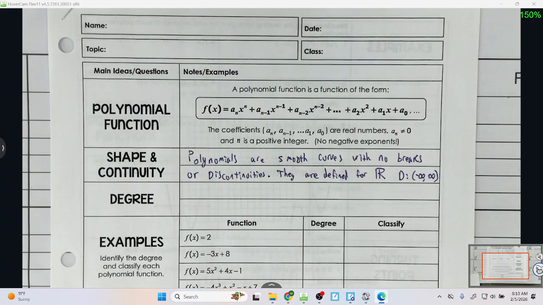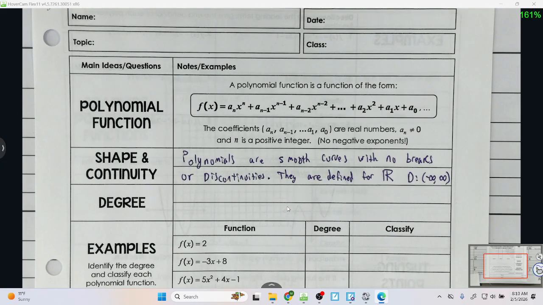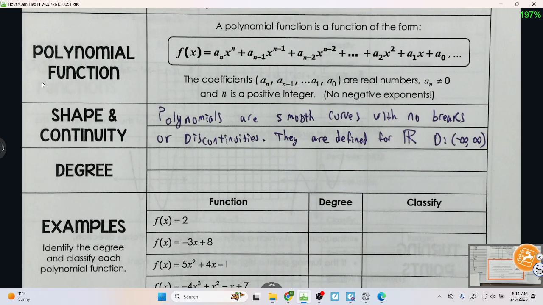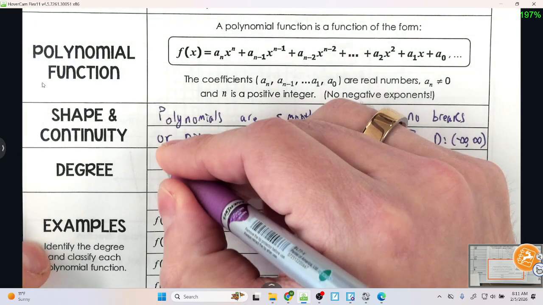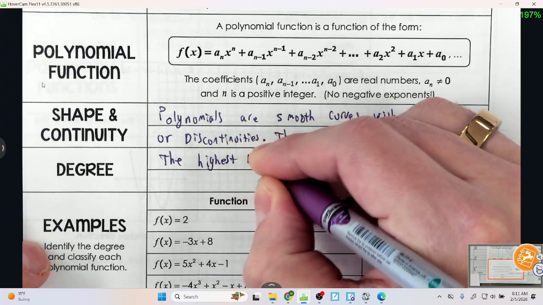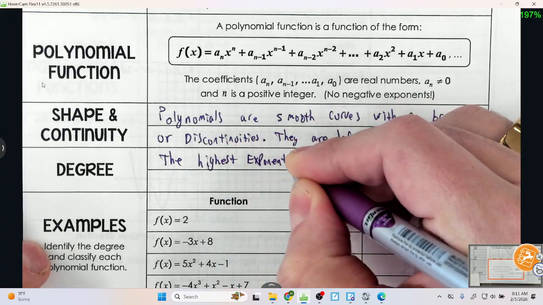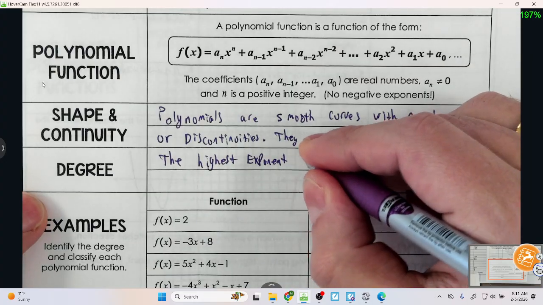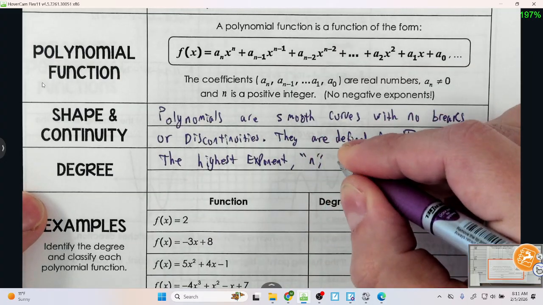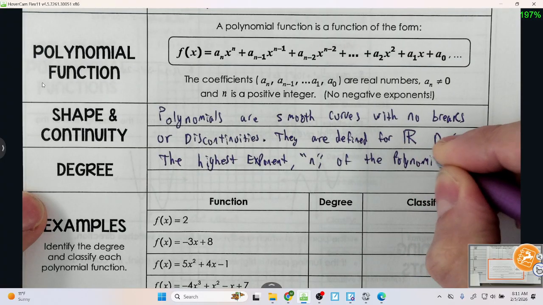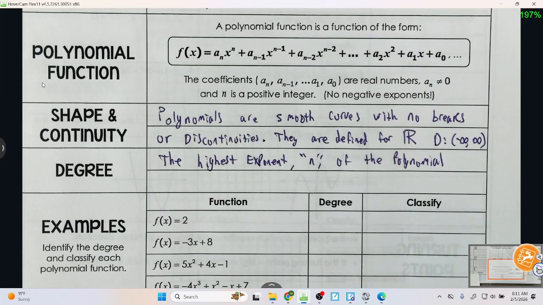Sorry if that's confusing. So in other words, polynomials are curves. There's no breaks. They're beautiful. They're continuous. They're nice. We like them a lot, okay? And the degree is the highest exponent of the polynomial. The highest exponent, we'll call it n, of the polynomial is the degree. Cool.